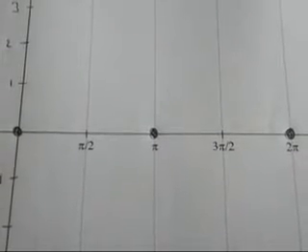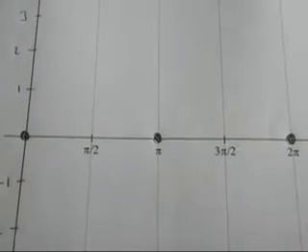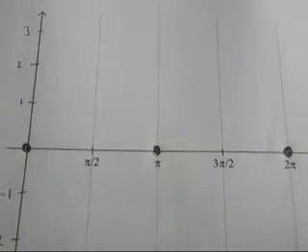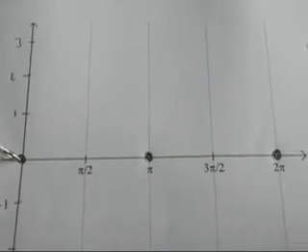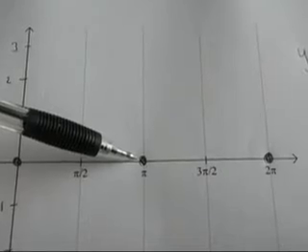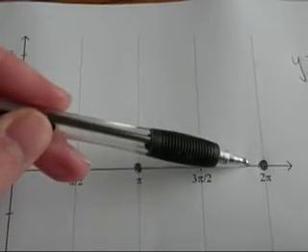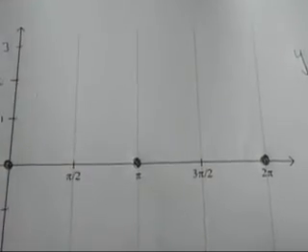Now remember, from the unit circle, we learned that at 0 radians, we have a height of 0. At pi radians, we have a height of 0. And at 2 pi radians, we have a height of 0.